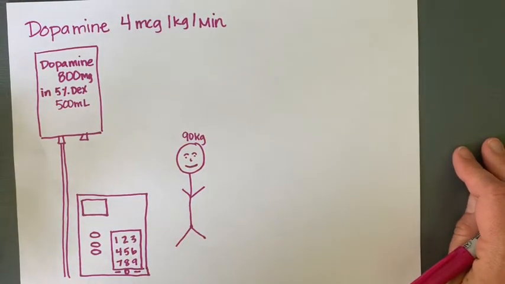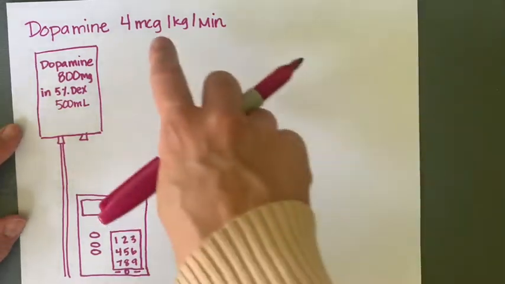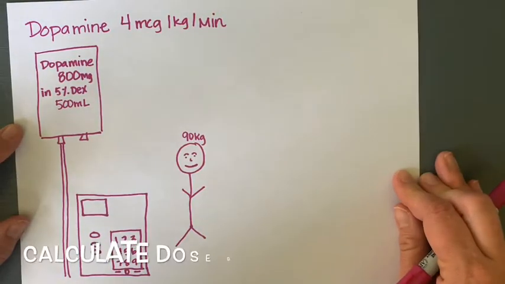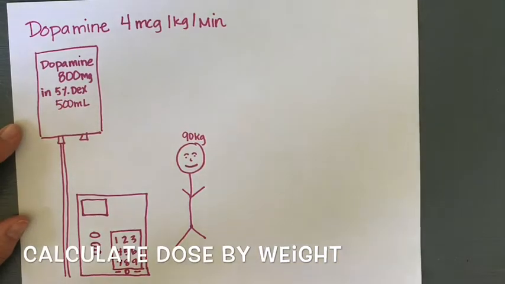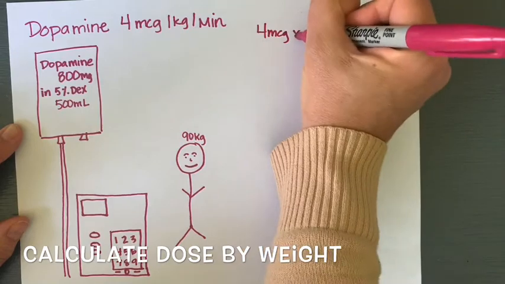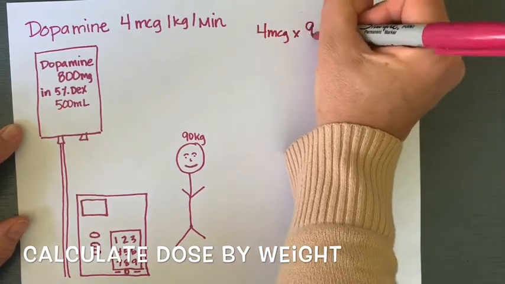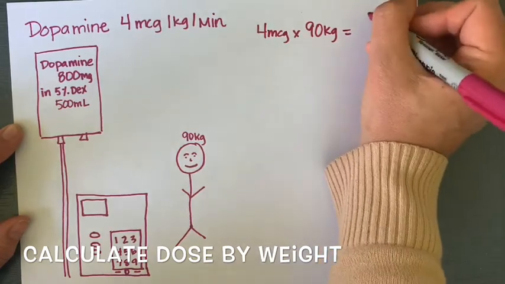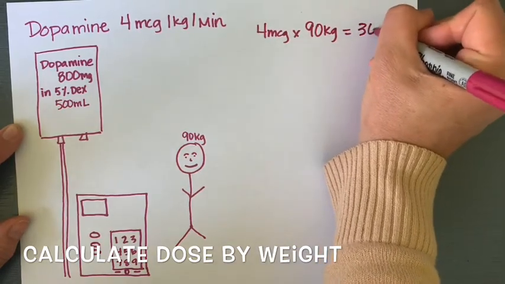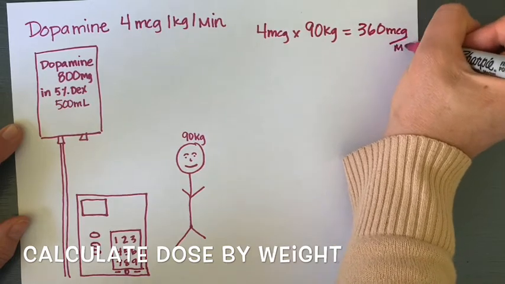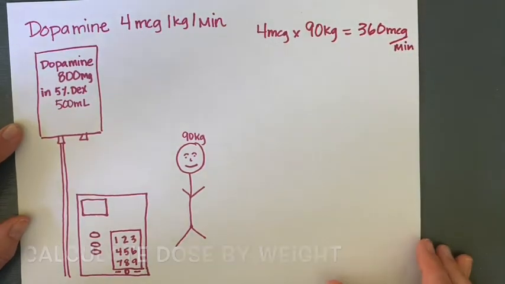First things first, we are going to approach the 4 micrograms per kilogram part of this question. That is one of the easiest things we're going to do. To do that, we take 4 micrograms times our patient's weight in kilograms, which is 90 kilograms. That will equal 360 micrograms per minute our patient will require.